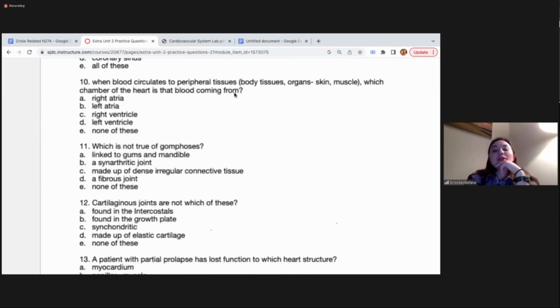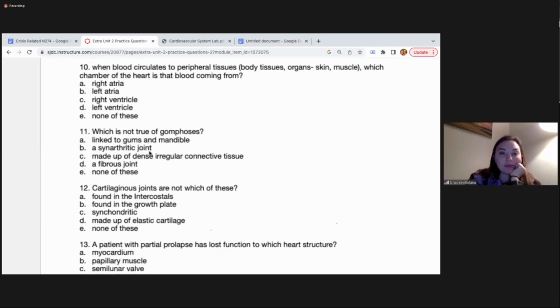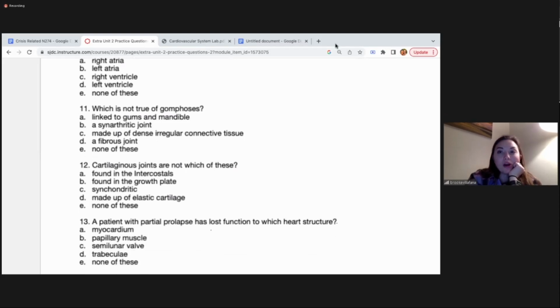Question 10, when blood circulates to peripheral tissues, which chamber of the heart is that blood coming from? Good. D, right? So the left ventricle pumps blood out to the body. Very good. All right, you guys ready to do some on joints?